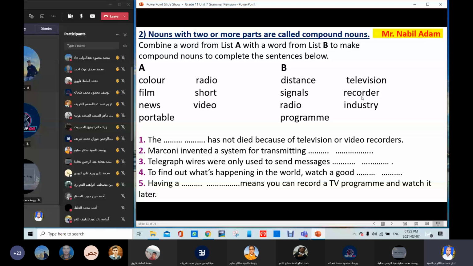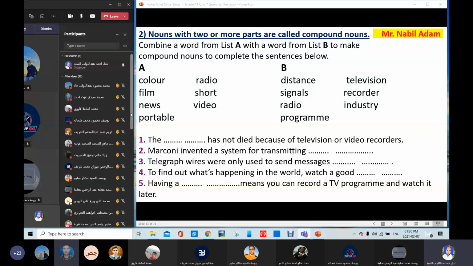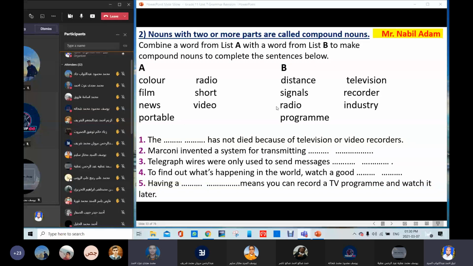Now, use these compound nouns. I have joined them to complete these sentences. I'll give you 1 minute to read and complete. Mohamed Magdy: The film industry hasn't died because of television or video recorders. Very good. Thank you. Mohamed Osama: Marconi invented a system for transmitting radio signal. Very good. Radio signal, yes, signals.